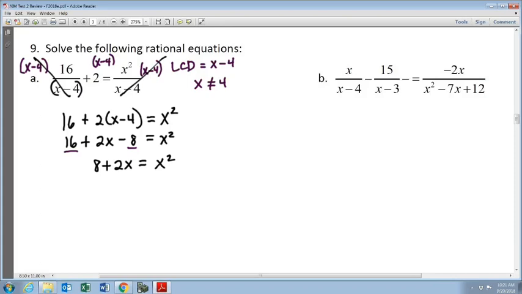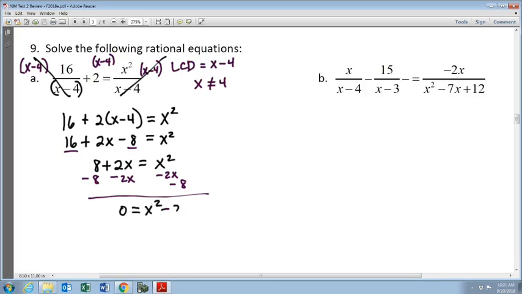So we're still trying to simplify, or actually we've got everything simplified now. So what I want to do is keep my x squared positive, and so I'm going to get rid of the 8 and the 2x on the left. So let's subtract 8 and 2x from both sides.